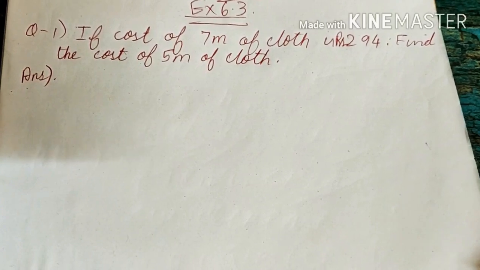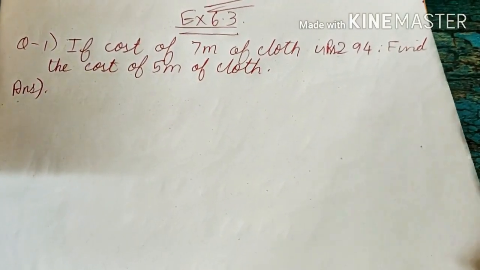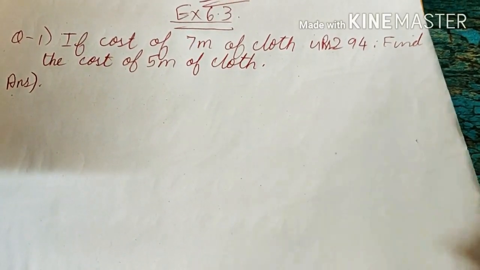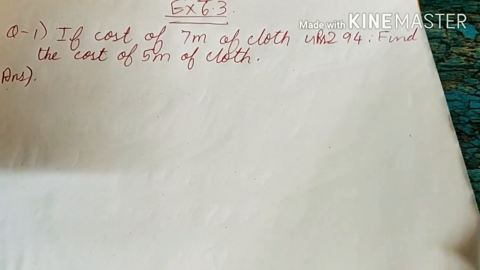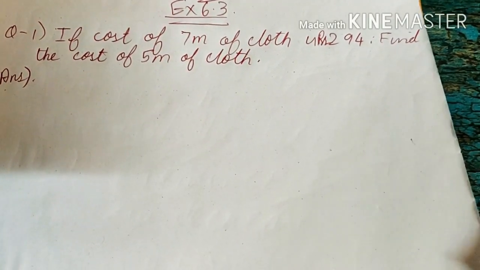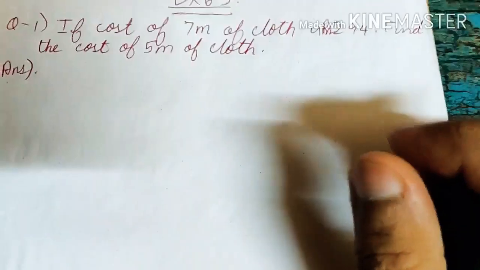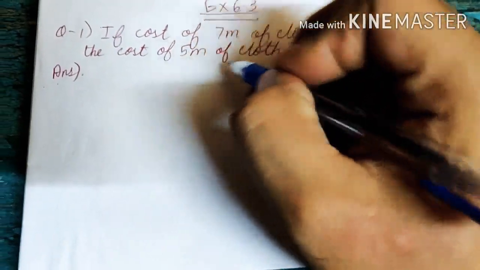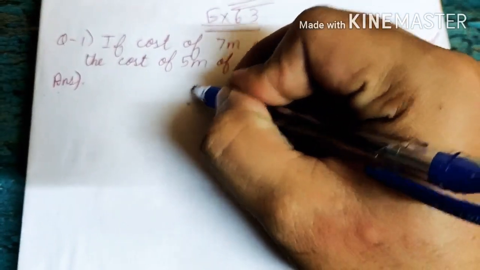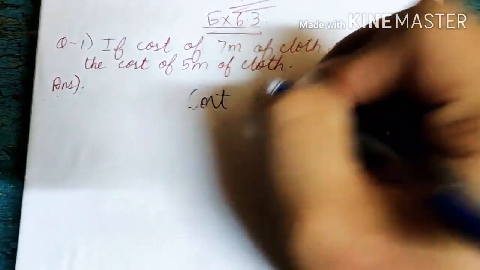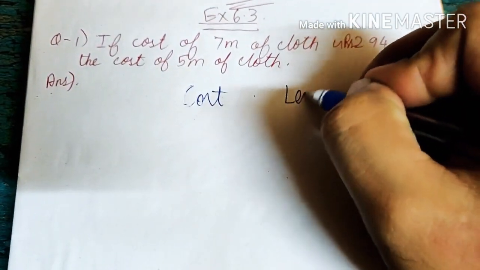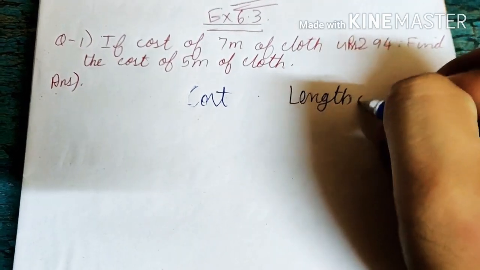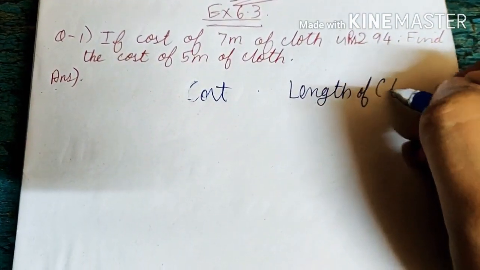So our first question in the exercise is, if the cost of 7 meter of cloth is rupees 294, find the cost of 5 meter cloth. So again we will construct a table here. How? Here cost and length of cloth.